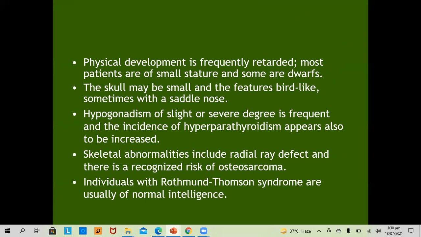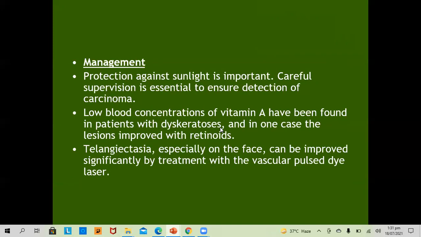Hypogonadism of slight or severe degree is frequent, and the incidence of hyperparathyroidism appears to be increased. The skeletal abnormalities include radial ray defect and a recognized risk of osteosarcoma. The individuals with Rothmund Thomson syndrome are of normal intelligence.